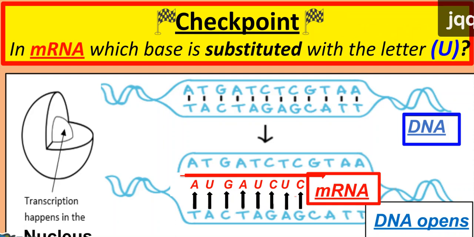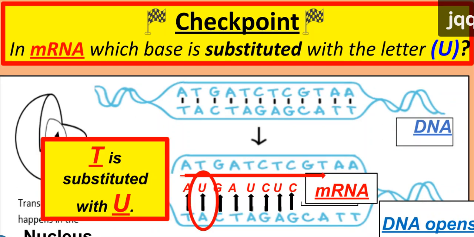So, in mRNA, which base is substituted with the letter U? What this is really asking is which letter is on DNA, but not in mRNA. If you said the letter T, you'd be correct. There is no thymine on mRNA, but there is on DNA. So if you see here, instead of A pairing with T, A pairs with U. T is substituted for U.